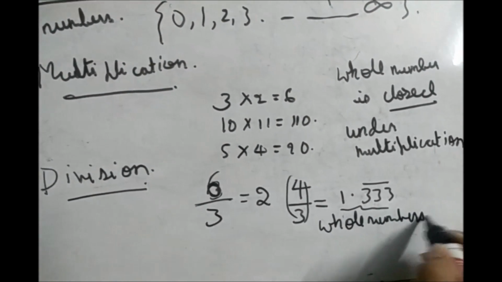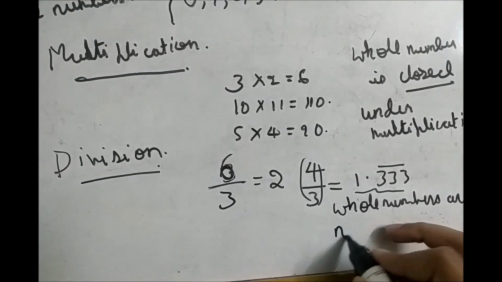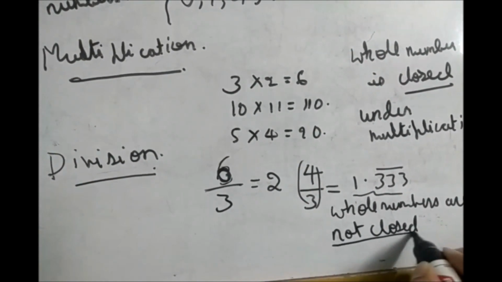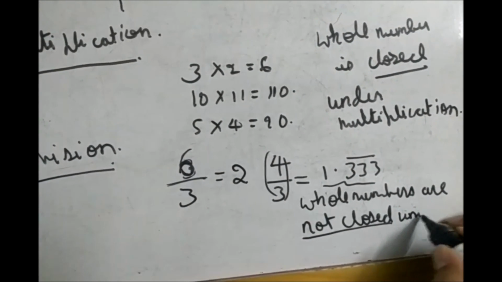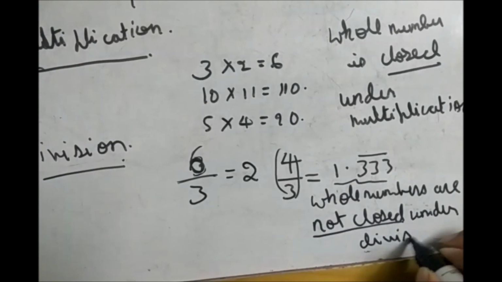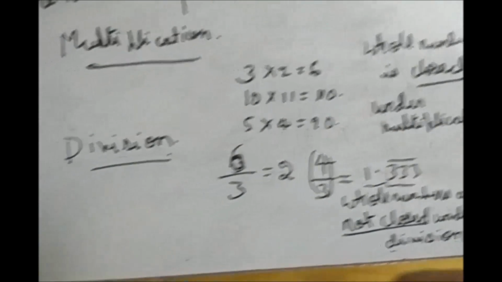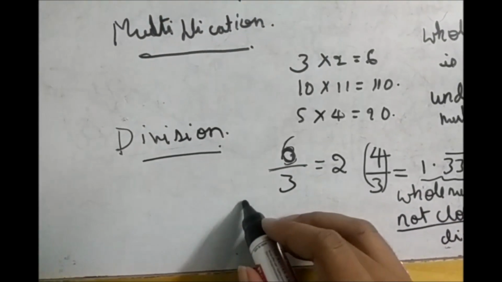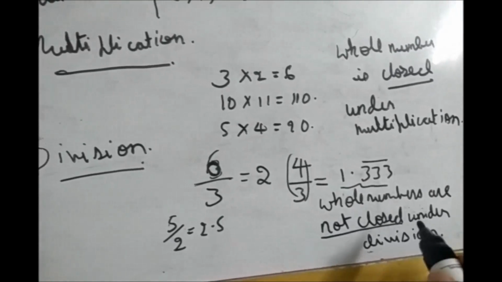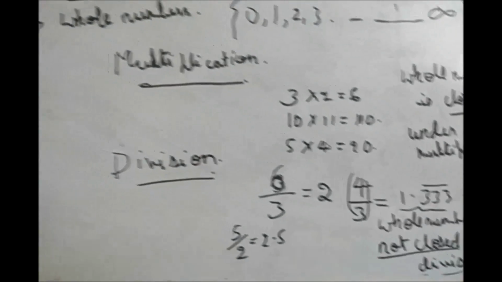So we can conclude that whole numbers are not closed under division. We can take anything, 5 by 2, which comes to 2.5, which is not present in the set of whole numbers. So we can conclude that whole numbers are not closed under division.